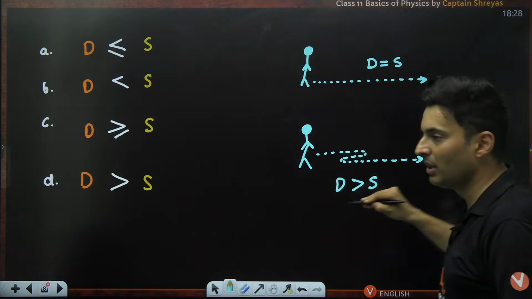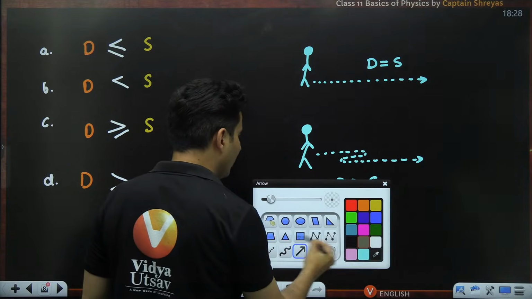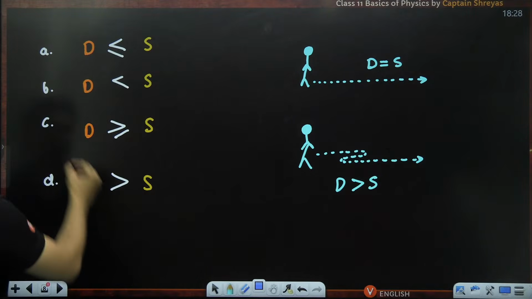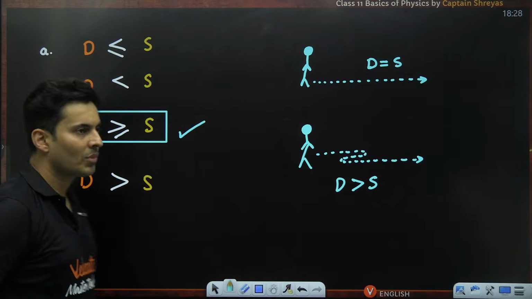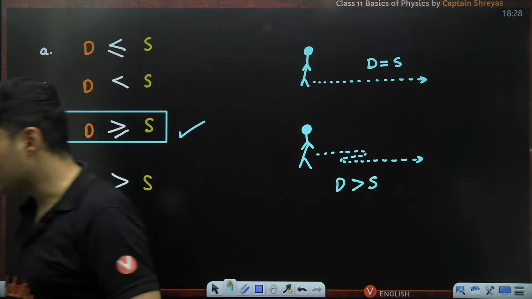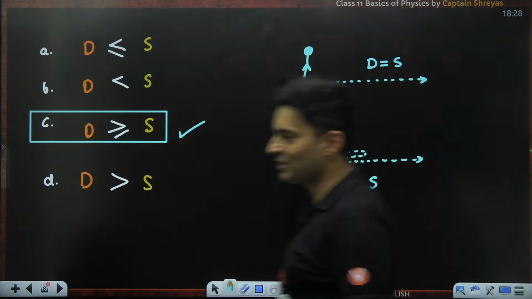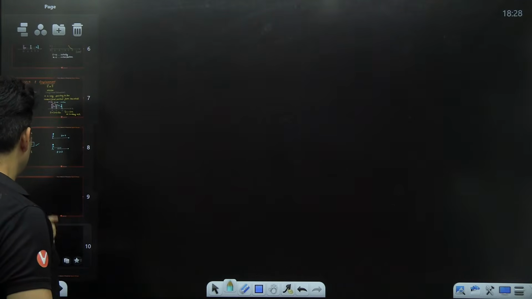So both are possible. In general, what is the possibility, guys? Distance is more than or equal to the displacement. That means option C is the right answer. Very good. C for your Captain Shreyas. Perfect. Amazing. Very good.